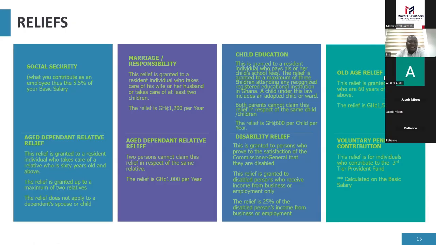We have the aged dependent relative relief. This relief is granted to a resident individual who takes care of a relative who is 60 years old and above. The relief is granted up to a maximum of 2 relatives. Okay. The relief does not apply to a dependent spouse or child. 2 persons cannot claim this relief in respect of the same relative. The relief is 1,000 cedis per year.